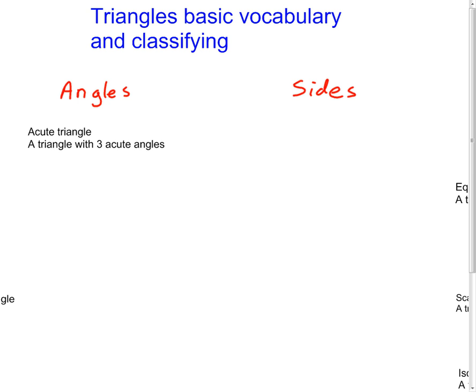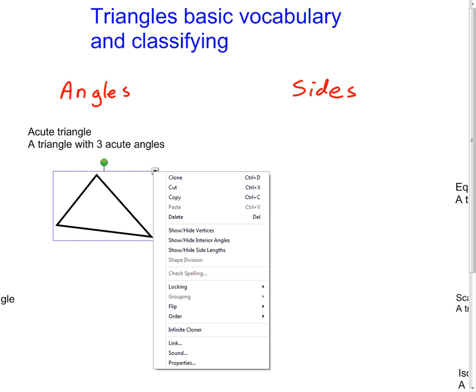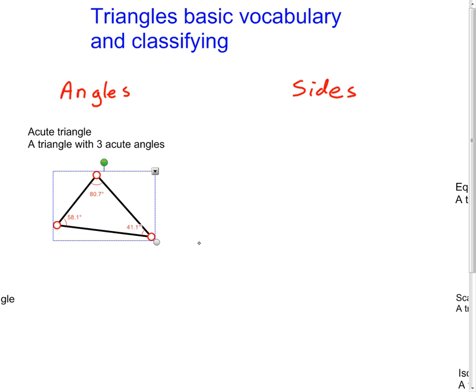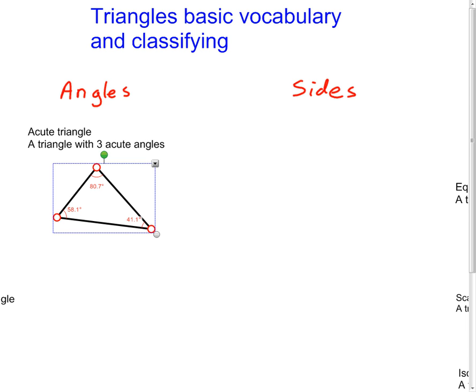An acute triangle, this is classifying by angles. Let me make a triangle here again, and let me show the vertices. In this I can actually show the measurements. So, an acute triangle is a triangle with three acute angles, and all those three angles are less than 90. So that is an example of an acute triangle.